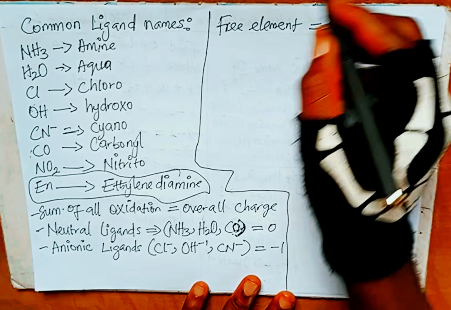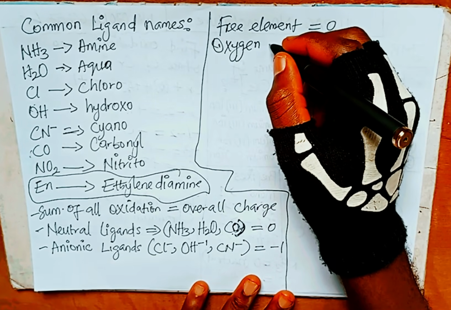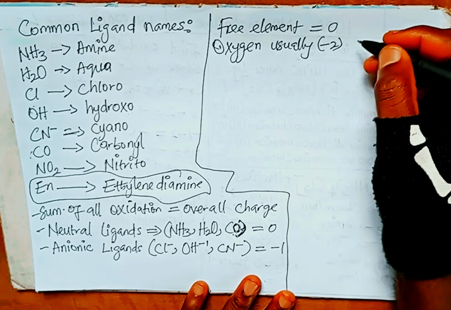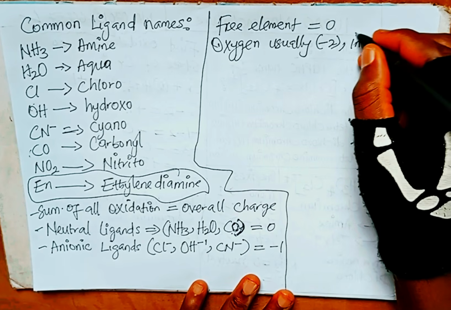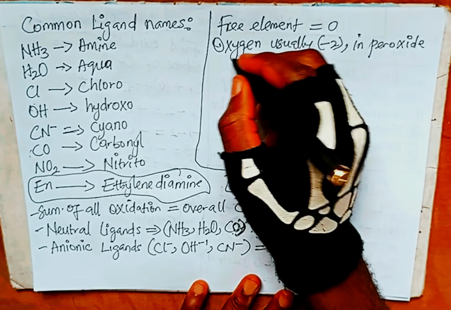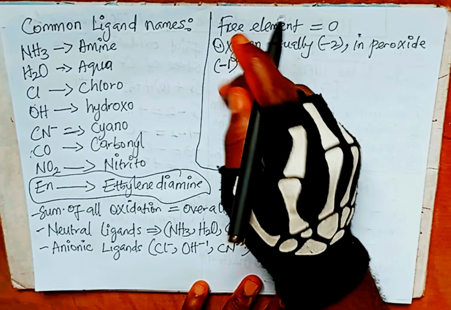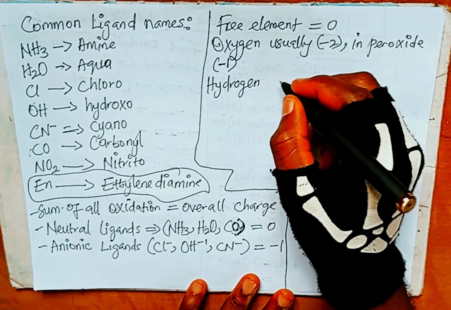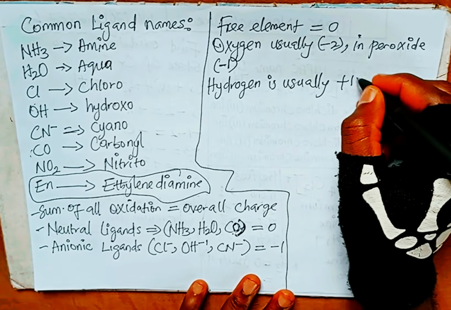You also have oxygen. Oxygen is usually -2. But in some other compounds, like in peroxide, it goes with -1. So in peroxide, it carries -1. Hydrogen is usually +1.